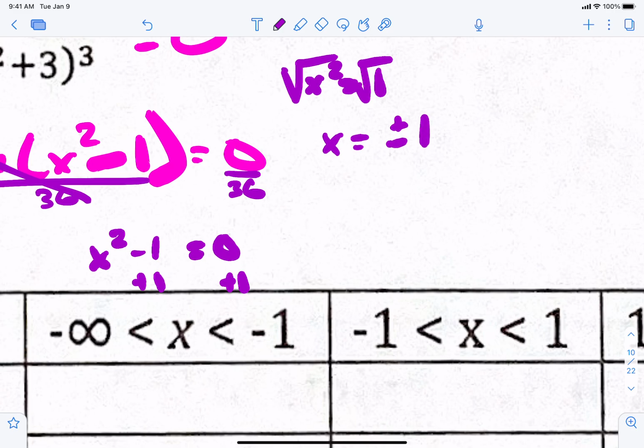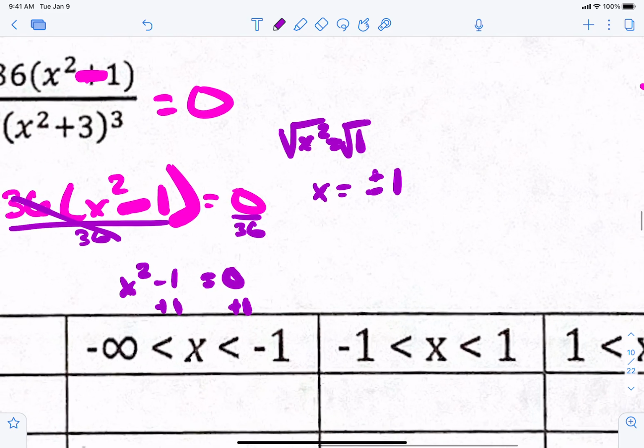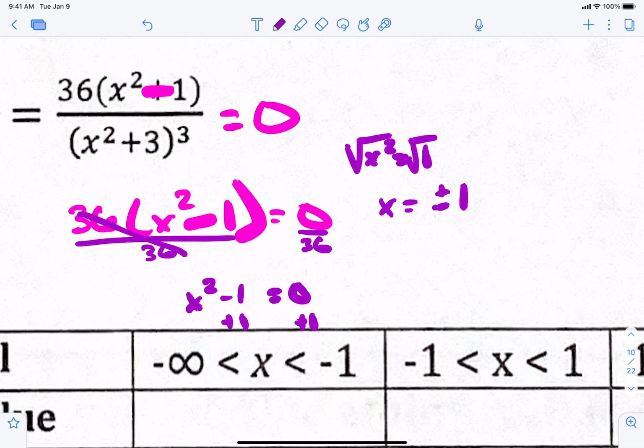Wait, where'd you get the minus? Because the square root of 1 is positive and negative 1. No, it's a typo in the original problem. Fix it. Okay, it's a typo in the original problem. Okay, plus and minus 1.